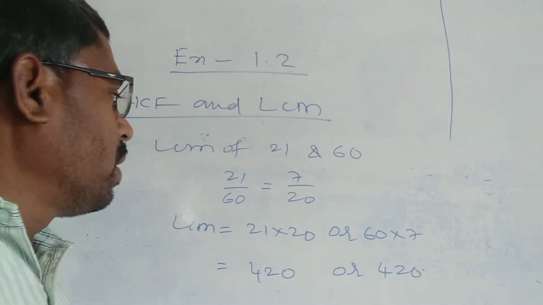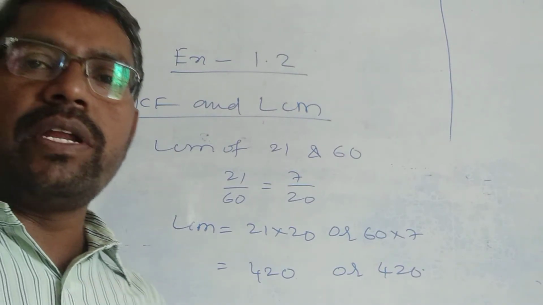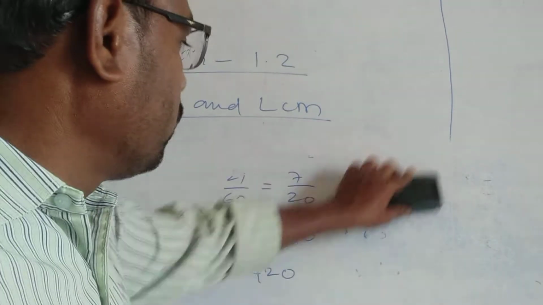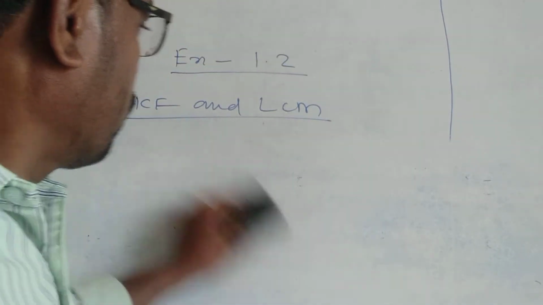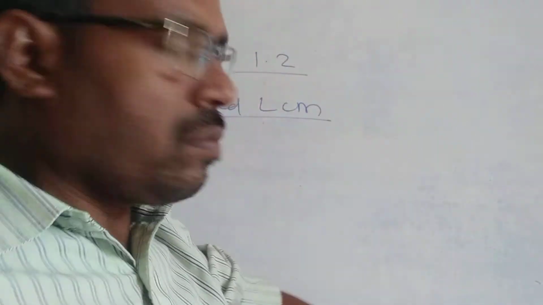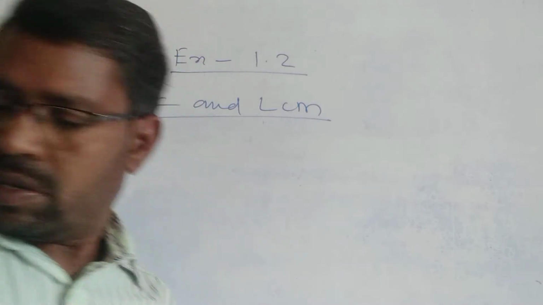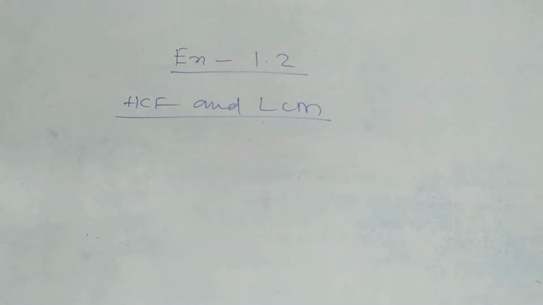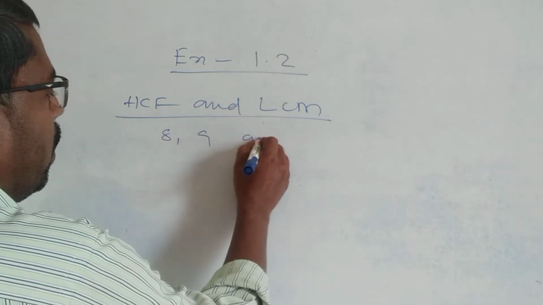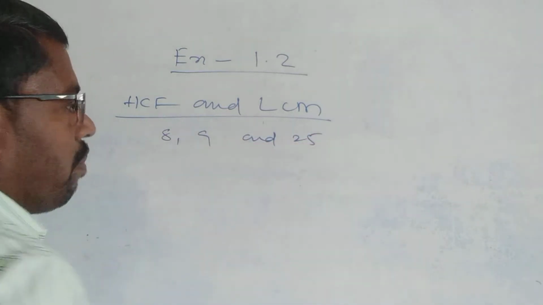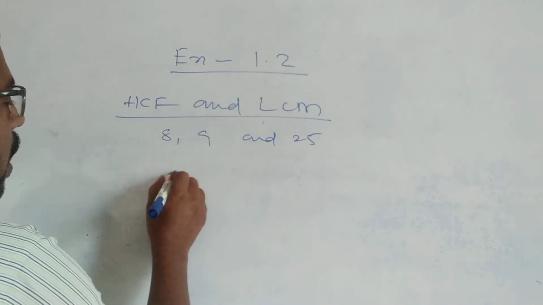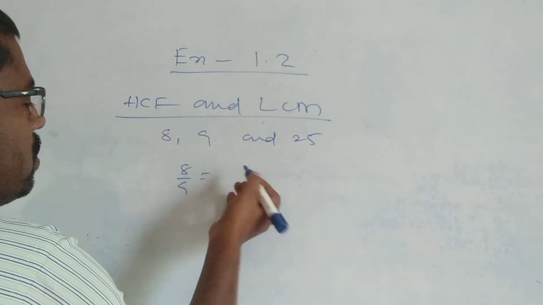Okay. Now we can discuss one more example in this method. Now 8, 9 and 25. What is the simplest method? First we can take 8 by 9. 8 by 9 is equal to the same.